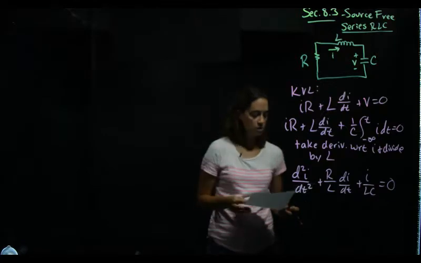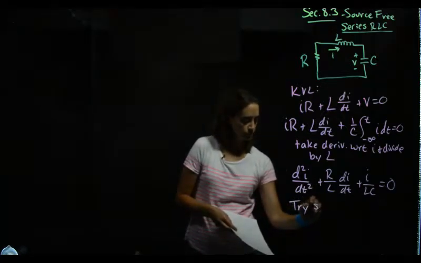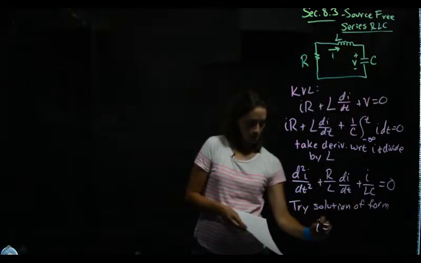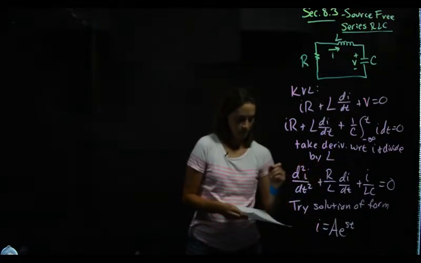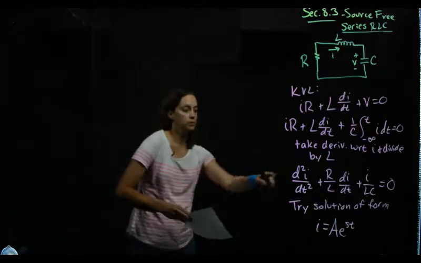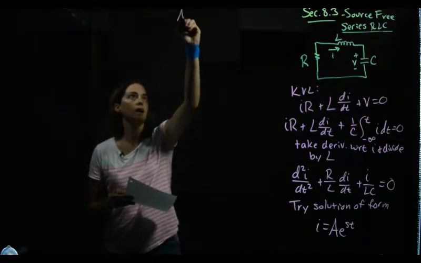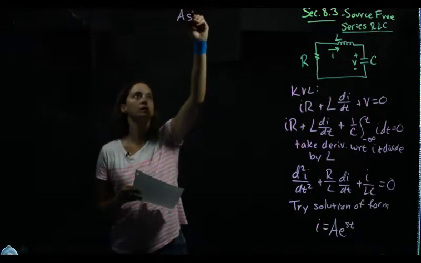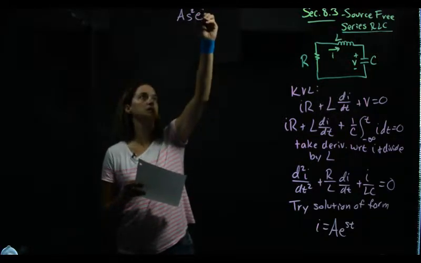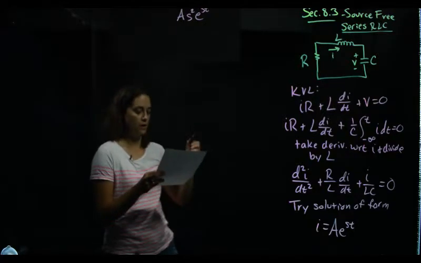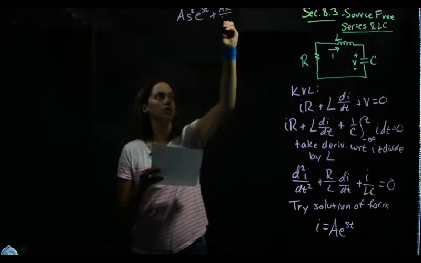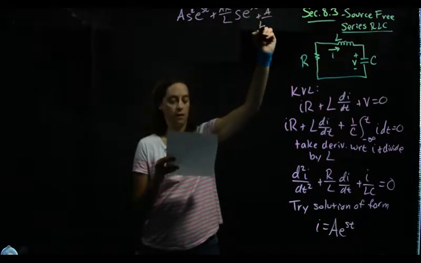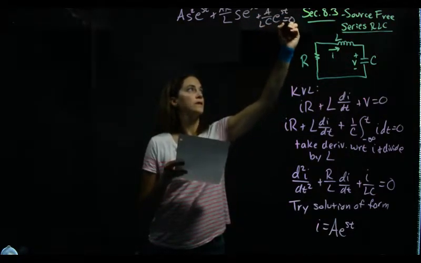So I can try a solution of the form I equals A e to the st. All right, so I'm going to plug that in for I. And I get A s squared e to the st, plus A R over L s e to the st, plus A over LC e to the st equals 0.